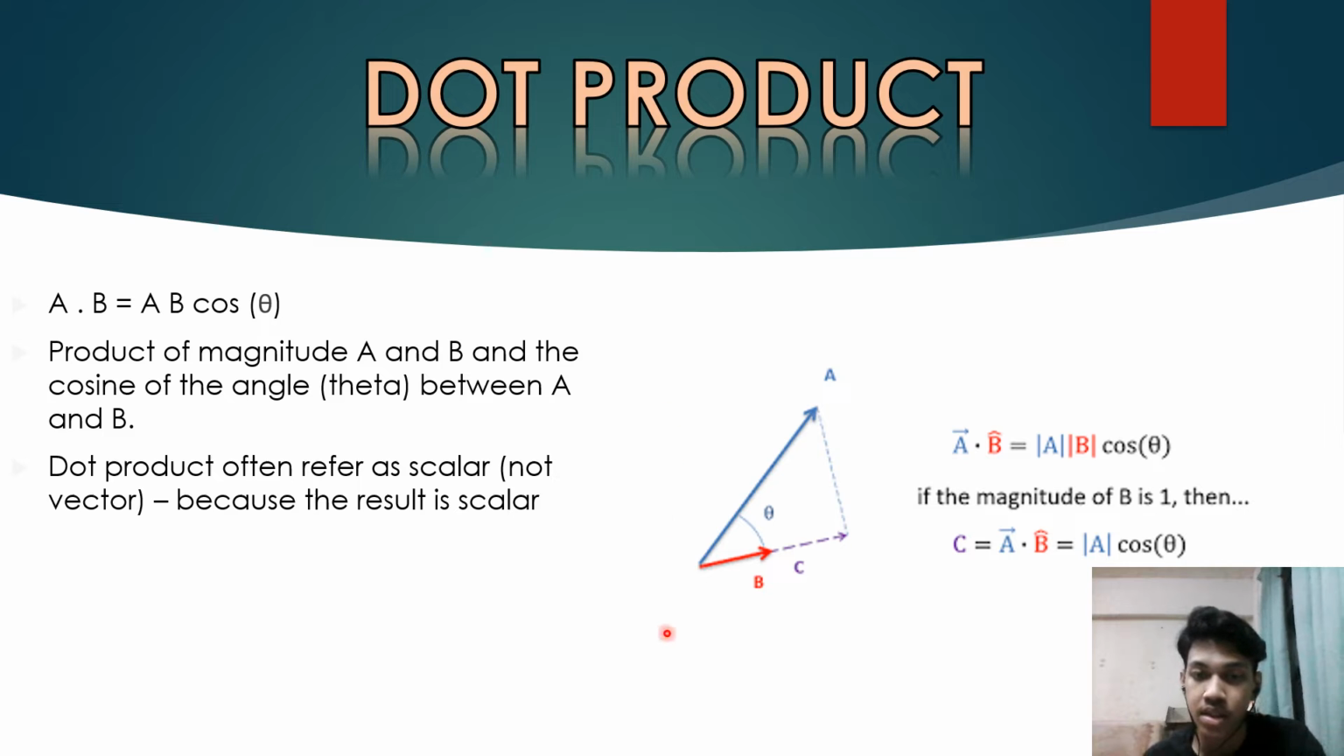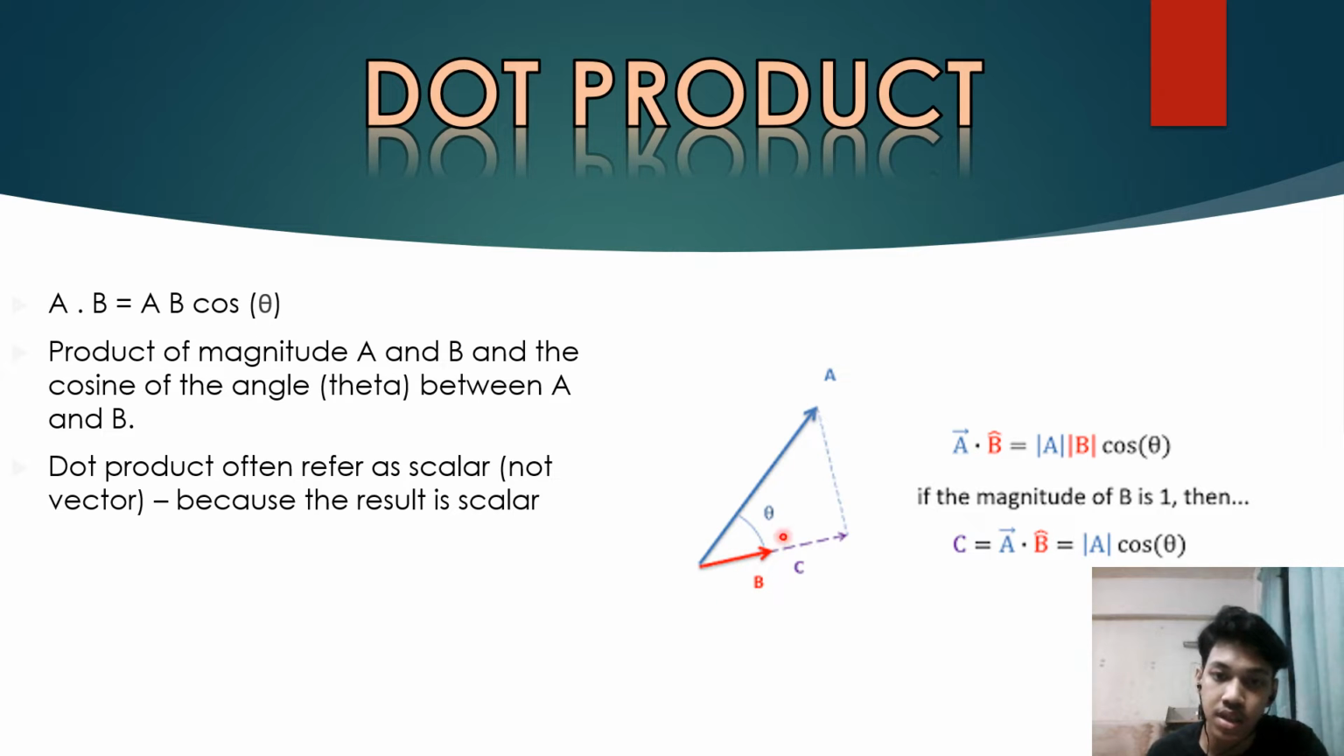So right here there is an example to help us understand the dot product better. We have two vectors, vector A, the blue one, and vector B, the red one. When we want to do the dot product, we just take the magnitude of A times the magnitude of B times cos theta.